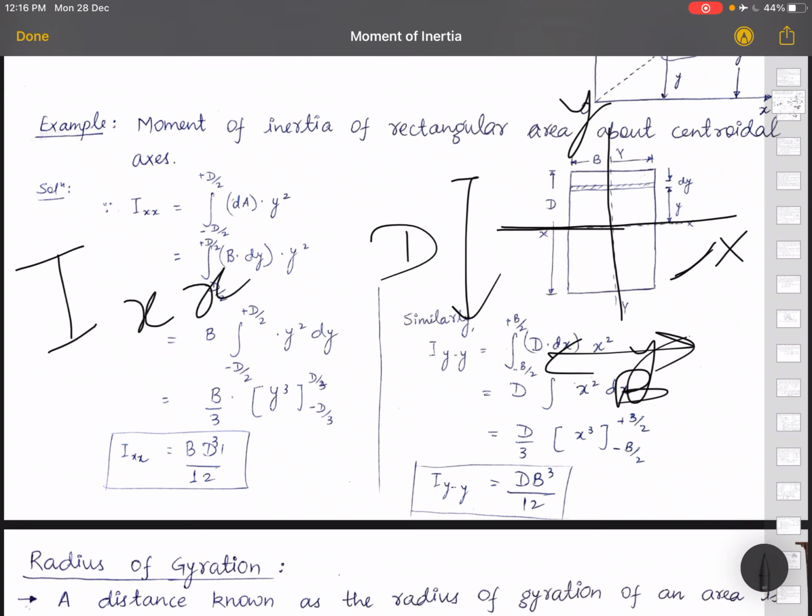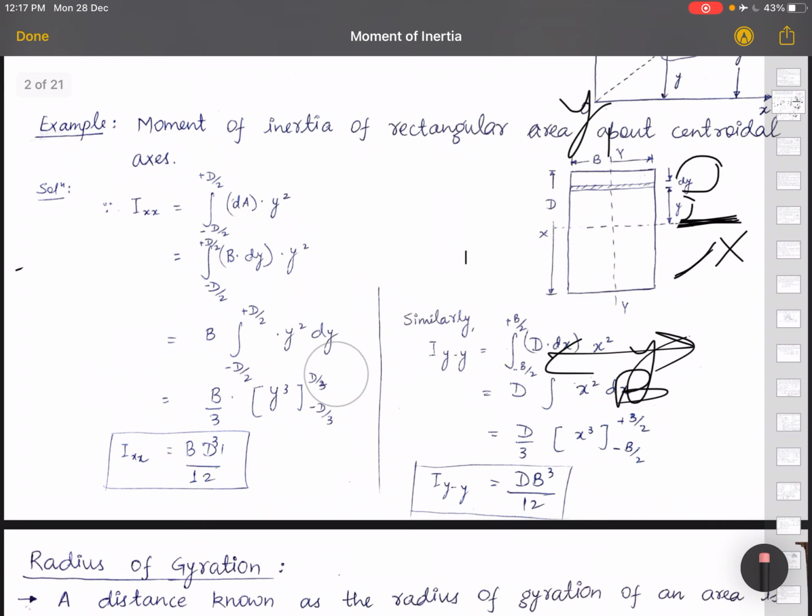So our axis is fixed now. Parallel to this axis we are going to take a small elemental strip of thickness dy at a distance of y. Clear? So now we are going to take the moment of inertia of this small area with respect to the x axis. So how are we going to do it?